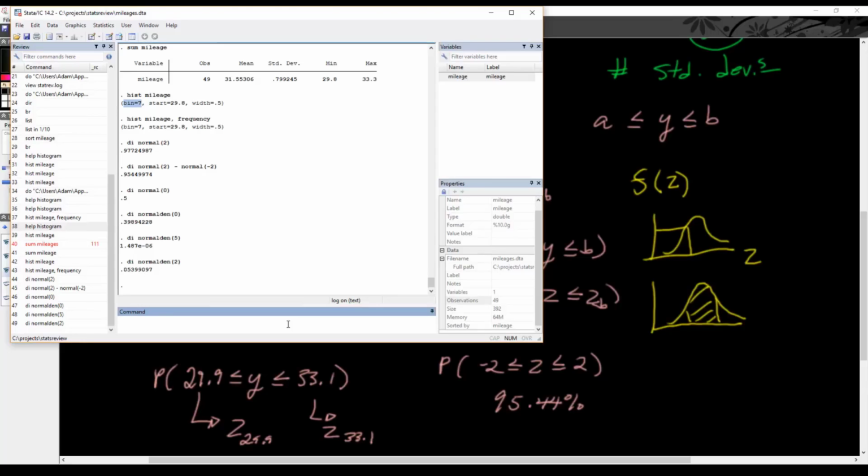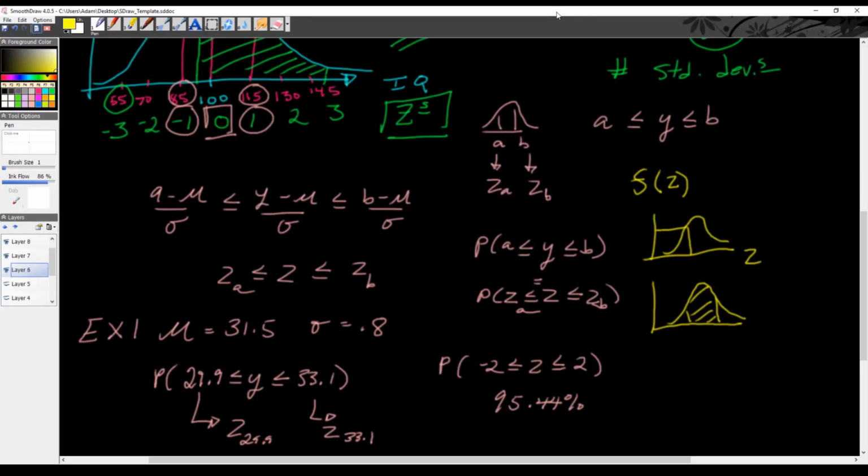Let's say we're just going 2 standard deviations. 5%. So we can solve for the density values and the cumulative values by using the normal density function and the normal function in Stata. It's that easy.